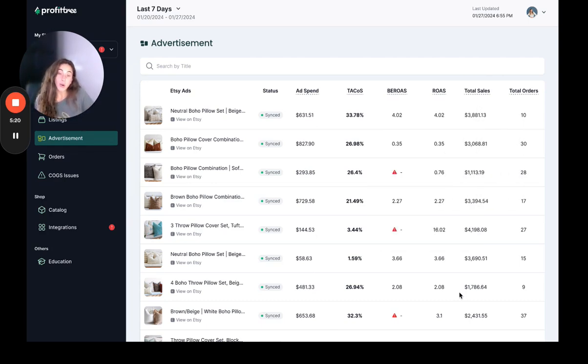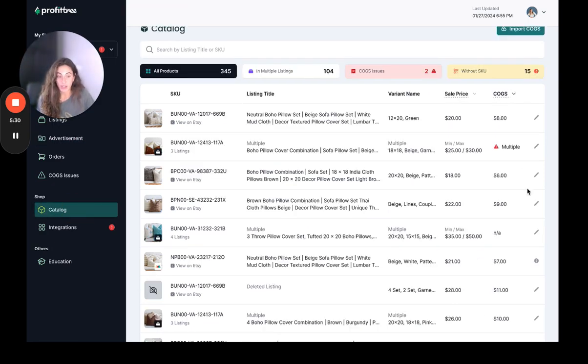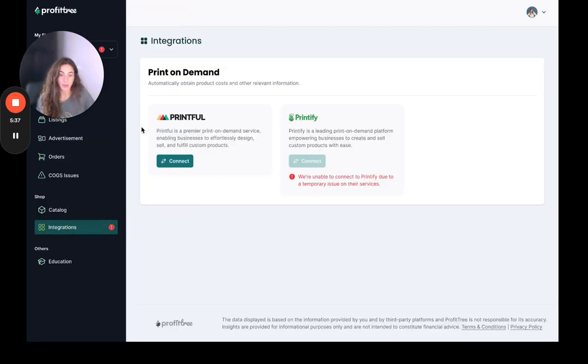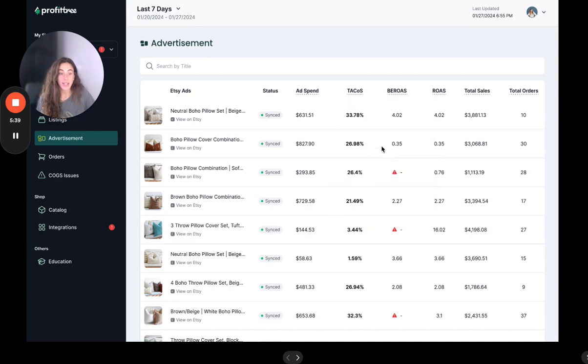But for the people that don't like to just look at TACoS, there is the ROAS here, and we calculate your break-even point for you. In order to calculate your break-even ROAS, you need to make sure that you're adding your product costs in your Profit Tree account so that that break-even point can be calculated properly, or integrating with your print provider. Because to calculate your break-even ROAS, you need to have your product costs input. But overall, this is our new dashboard.